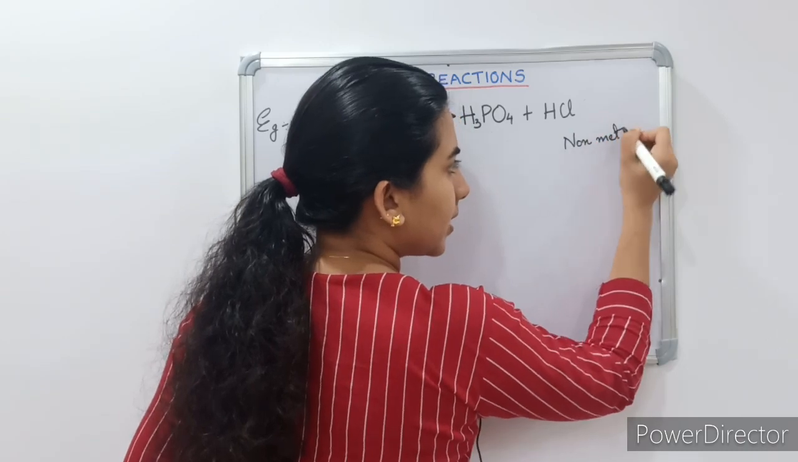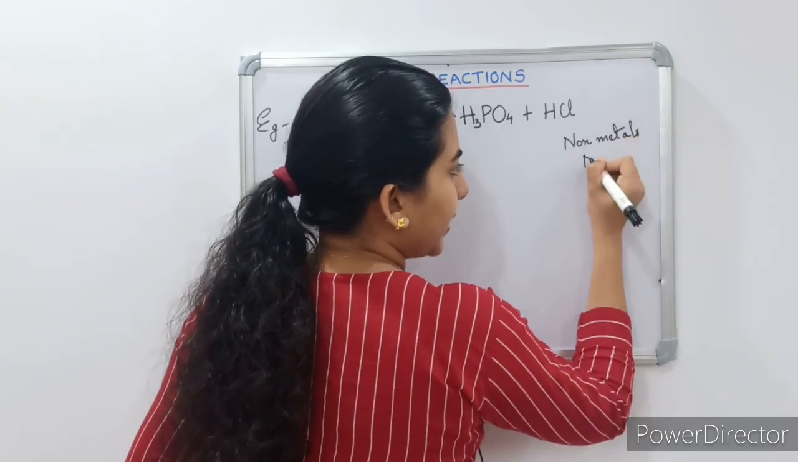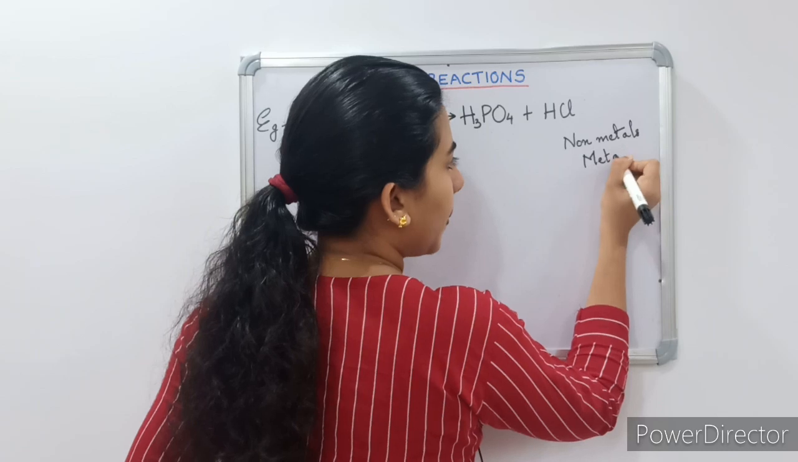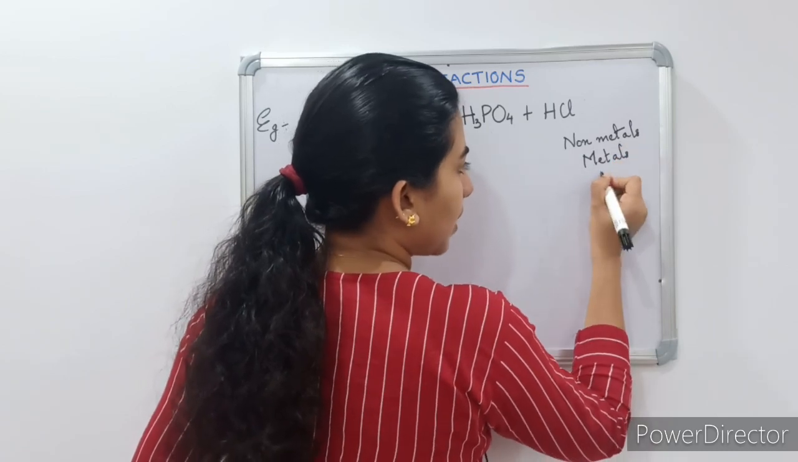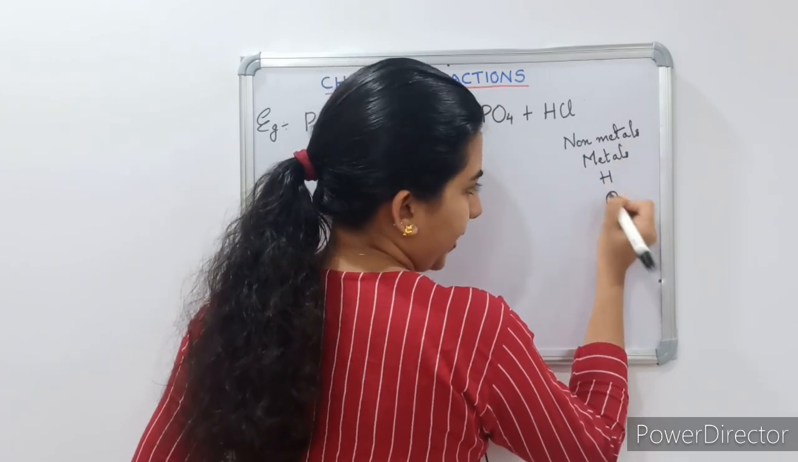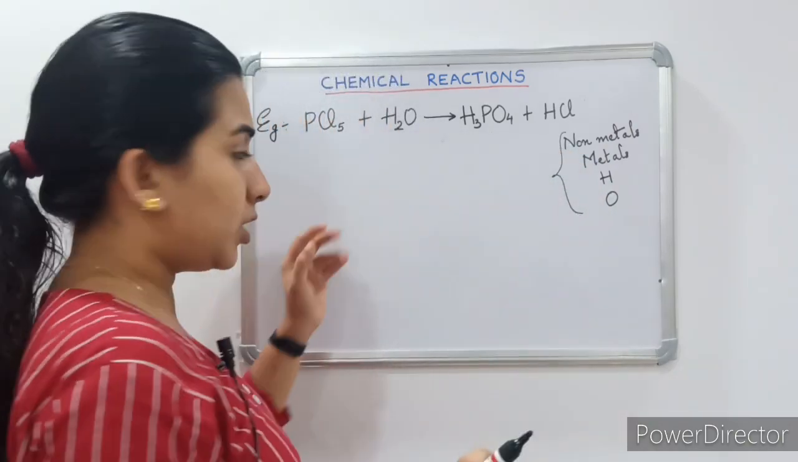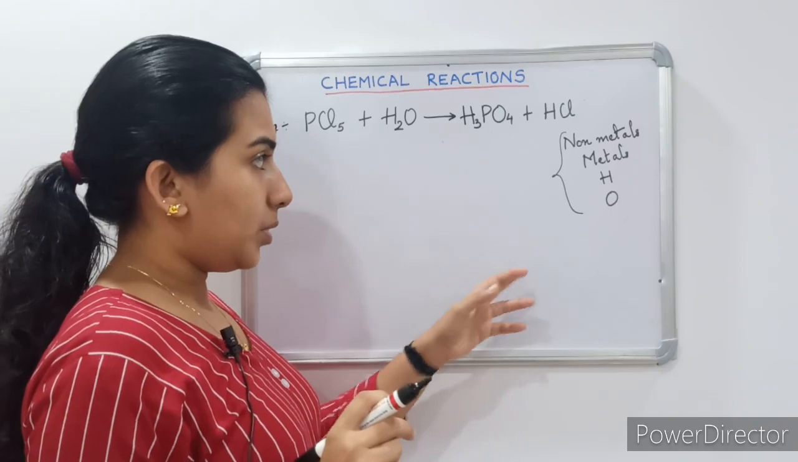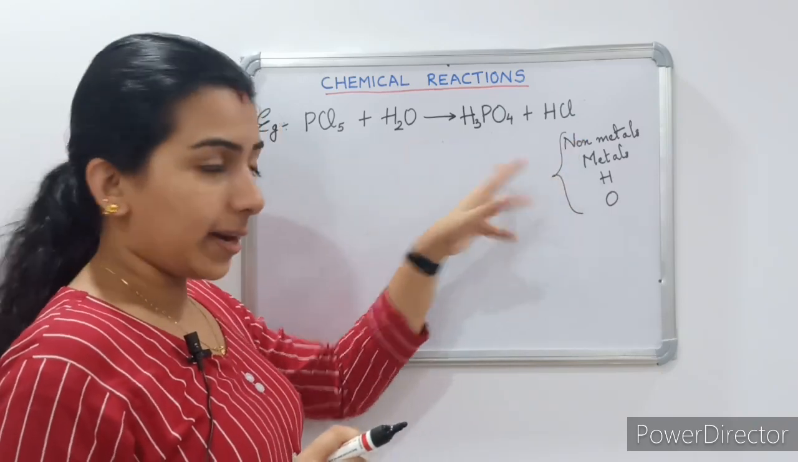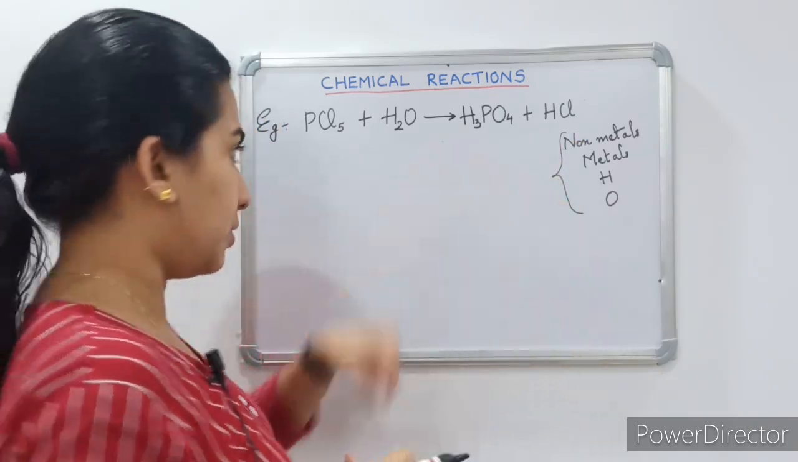Now, in balancing an equation, you have to remember a sequence, that is non-metals, metals, hydrogen, and then oxygen. This is the sequence which is used in balancing an equation. According to this order, we have to balance the chemical equation.